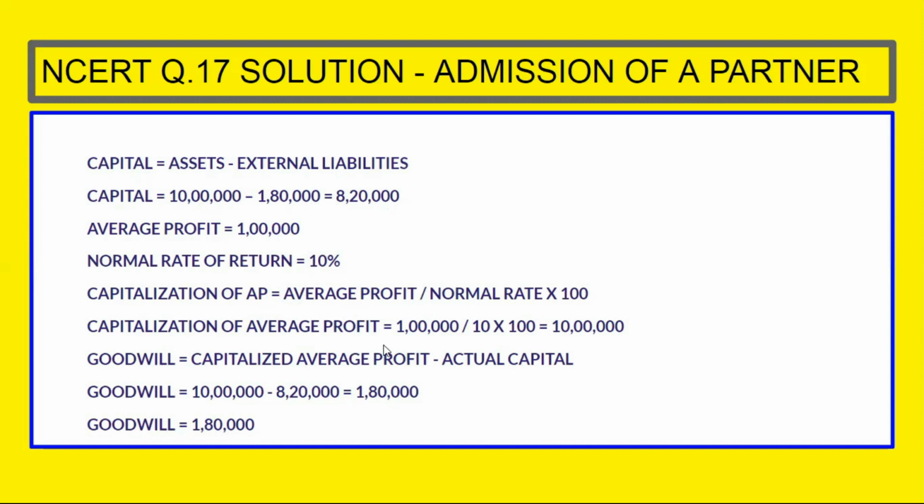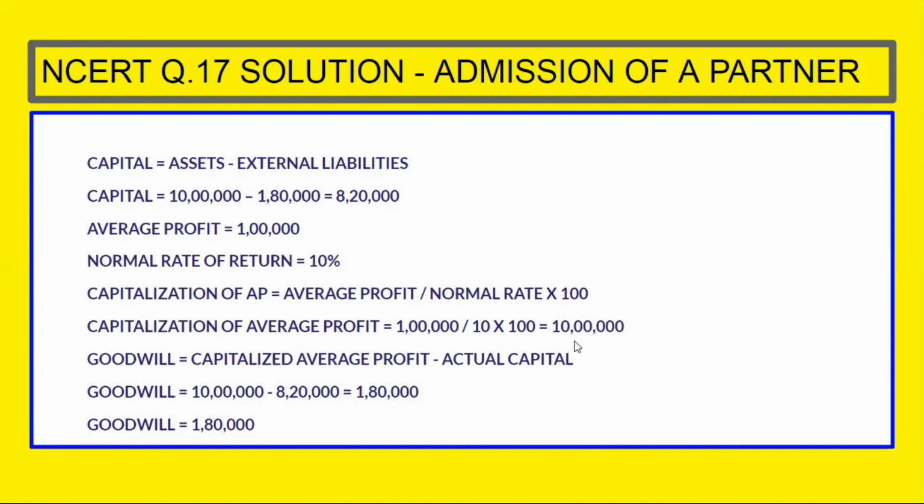If you substitute the data according to the formula, the capitalized value of average profit is 1 lakh divided by 10 into 100, that will be 10 lakh. The concept of capitalization of average profit refers to this: if you want to get a normal return of 10 rupees, the capital required is 100. So for 1 lakh return, what is the capital required? If you substitute, the capital required for earning 1 lakh average profit is 10 lakh.